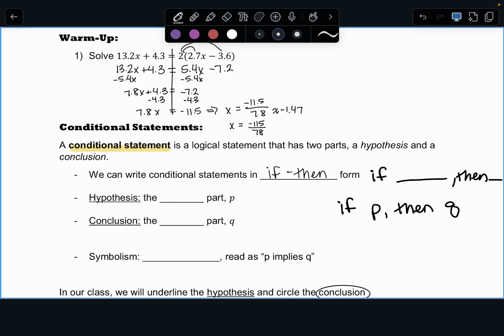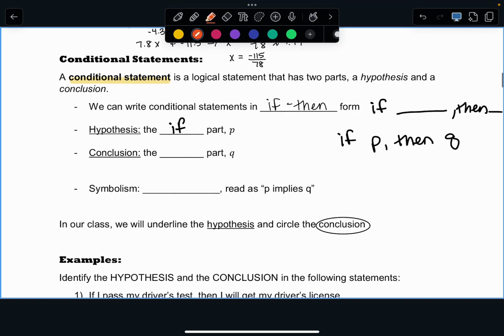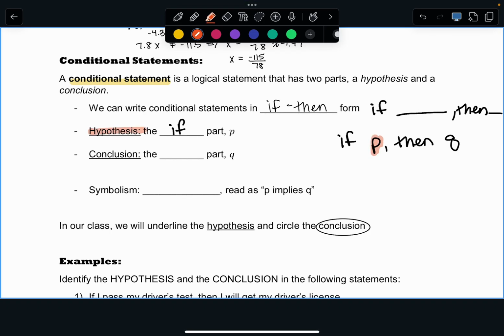If something, then something. The first part, the if part, is what we call the hypothesis. So if we're using our letters, this is your P. P is your hypothesis. Conclusion is the then part. So that's your Q.